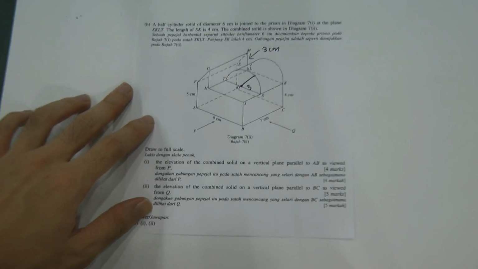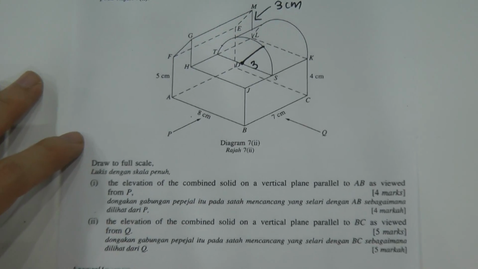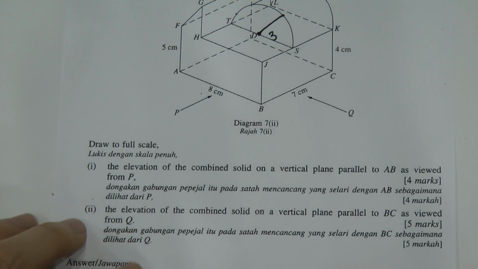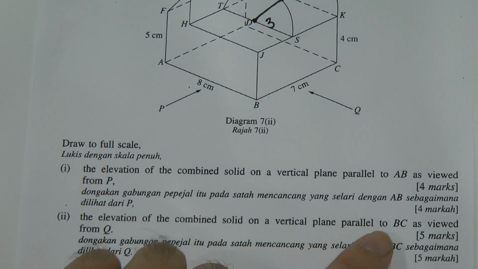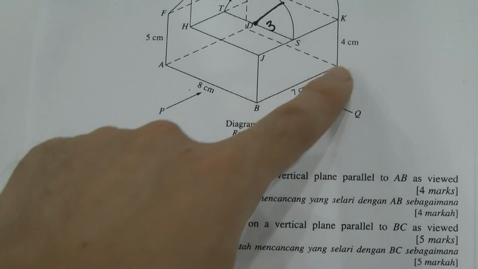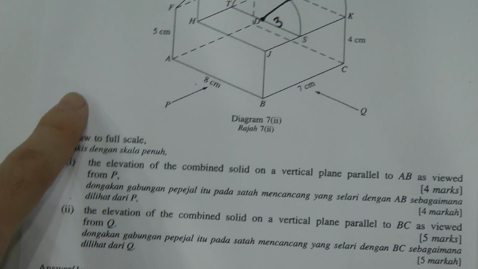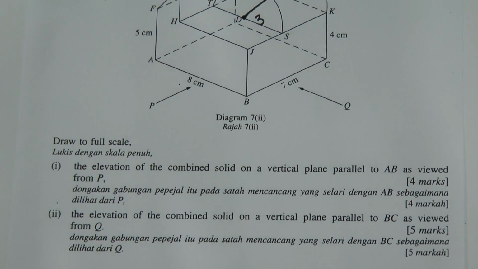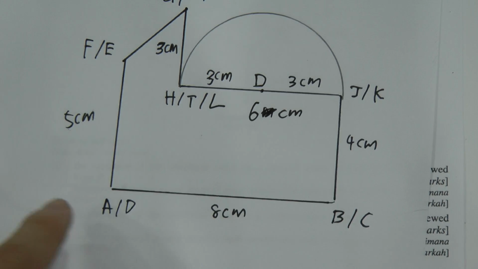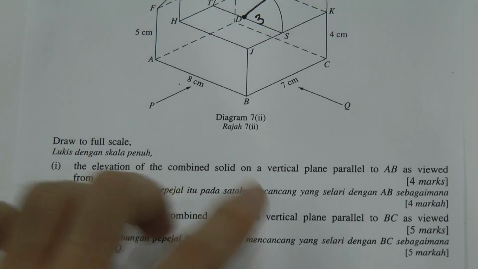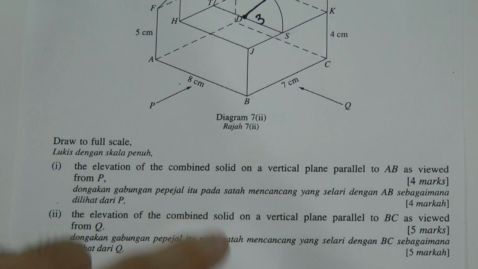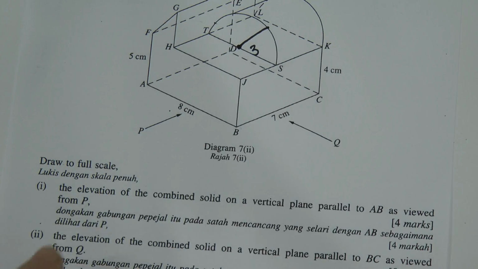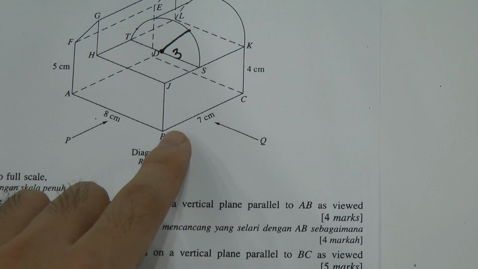Okay, then we have a look at the last part. For part D, he said the elevation combination solid on a vertical plane parallel to BC. So BC will be the bottom line. Just now he said parallel to AB, so I drew AB as the bottom line. So when you see from Q, BC is the bottom line, and my bottom line BC will be 7 centimeter.